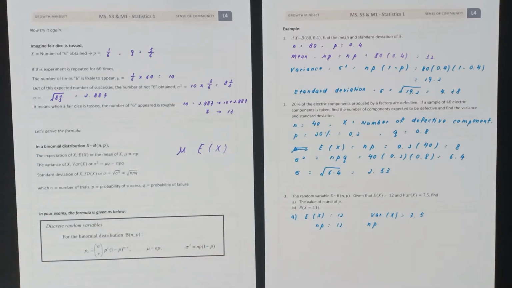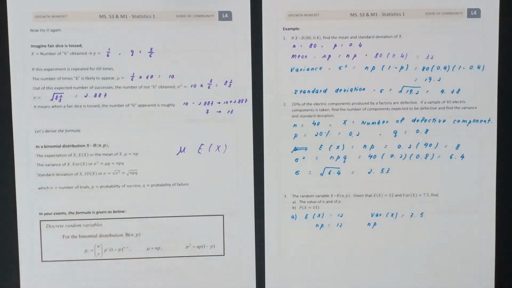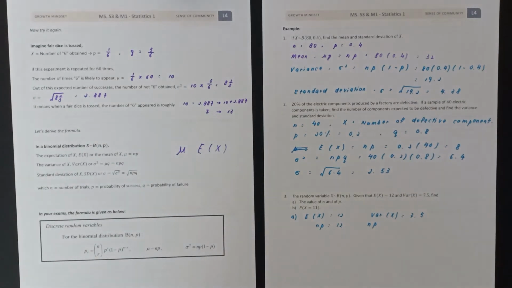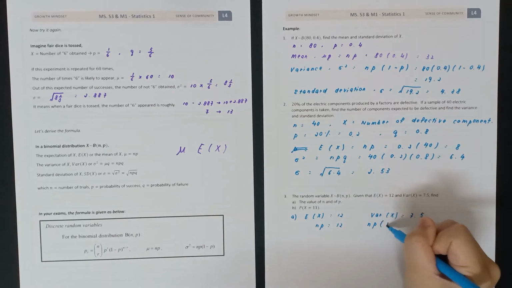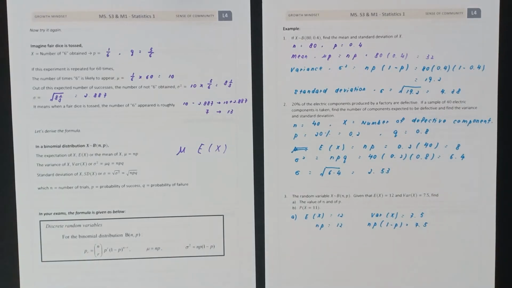You can use npq and you can use np(1 minus p). So why is np(1 minus p) more helpful here? Because if you use npq, you realize you have 3 variables, and it becomes very hard to solve a simultaneous equation. So that's why we use np(1 minus p), which equals 7.5. But of course you can use npq, find your q first since you have np, then find your p, and then substitute. It's totally fine to do that also.